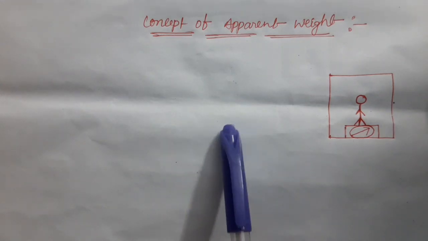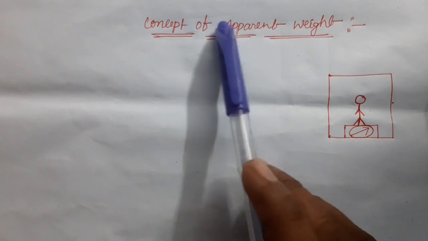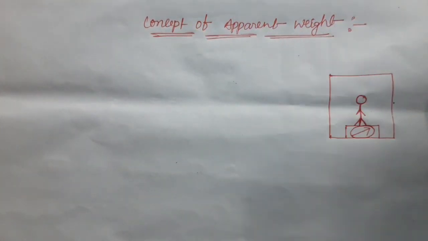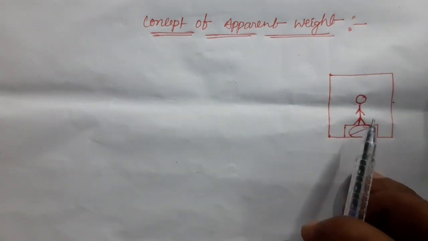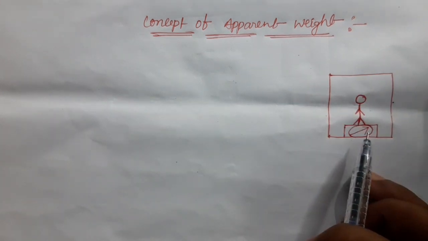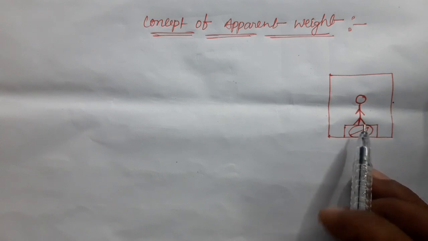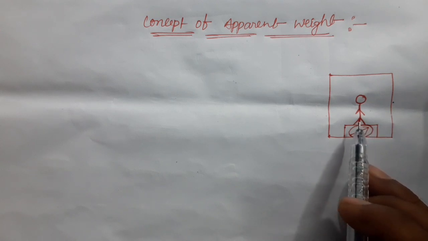Hi everyone, in this class I am going to explain the concept of apparent weight, students. Here, apparent weight means, simply, I will take one example to explain this apparent weight. Suppose a person of mass m is standing on a weighing machine which is placed in a lift or an elevator.